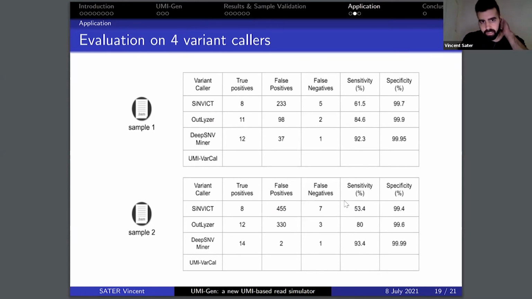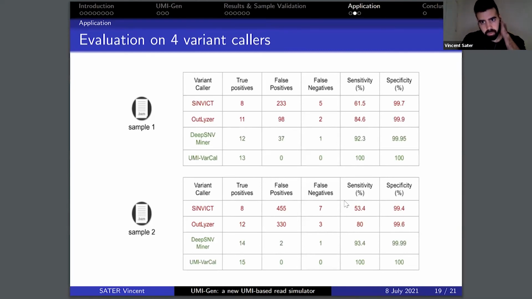On the other hand, Deep SNV Miner was capable of detecting 12 of the 13 variants in sample 1 and 14 of the 15 variants in sample 2. In addition, the number of false positives was relatively low, and it actually decreased when the sample depth increased. On sample 2, for example, Deep SNV Miner only detected 1 false positive. Finally, UMI Varcol managed to detect all the variants on both samples with 0 false positives for both configurations.